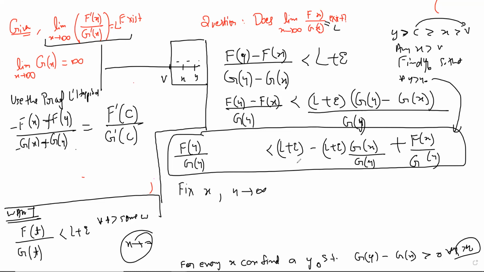Let's say the epsilon is fixed for the time being. Yes, it's arbitrary, but I'm trying to say that it is fixed. Right, it is fixed. Okay, for this fixed epsilon only, I can take the limit y tends to infinity with x fixed. Right. So then what happens?